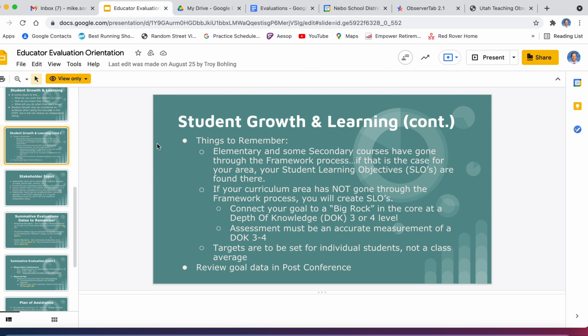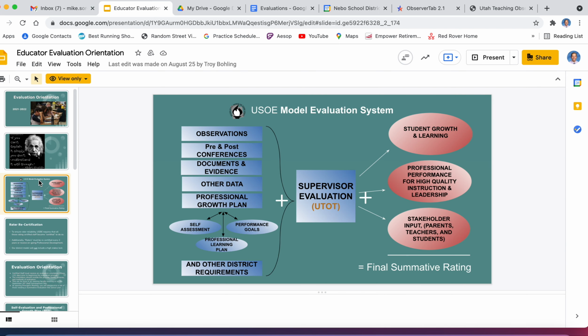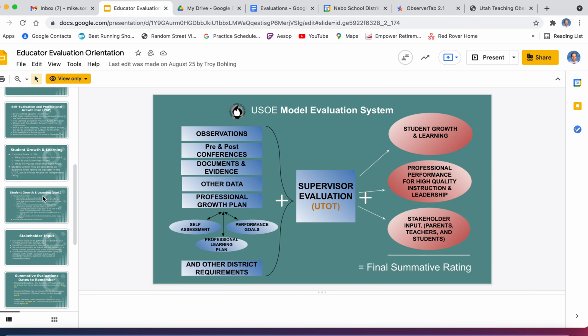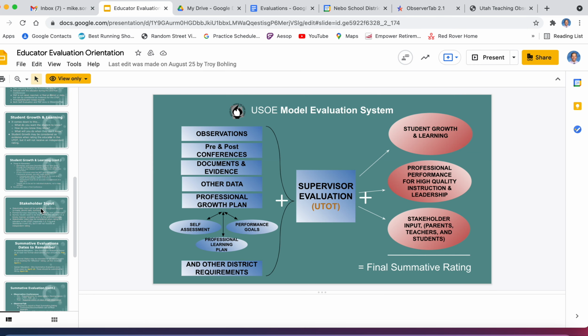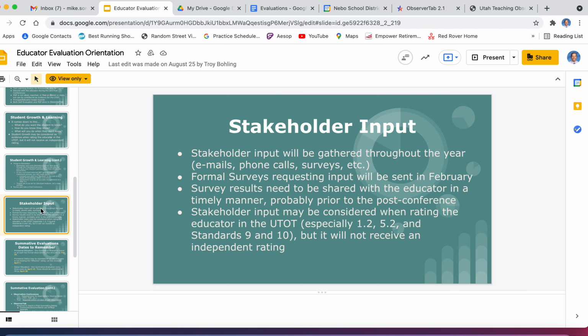So that's part of the evaluation process, not only evaluations when I come in, but the student growth and learning. And if you'll look at this slide again, it's a lot of stuff. Yes, the observations are a part of it, but it's a lot of things when I drop in and when we talk, and there's other data as well. So it's not simply just the evaluation process when I come in to observe.